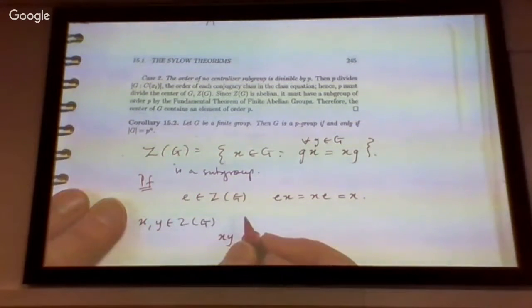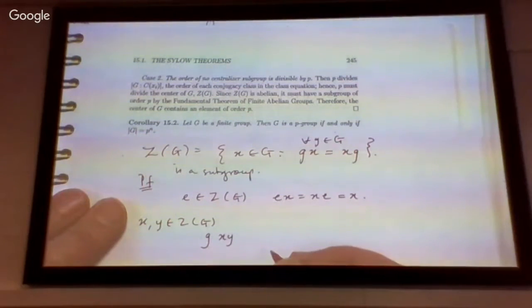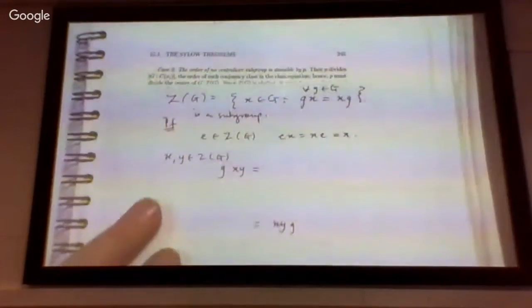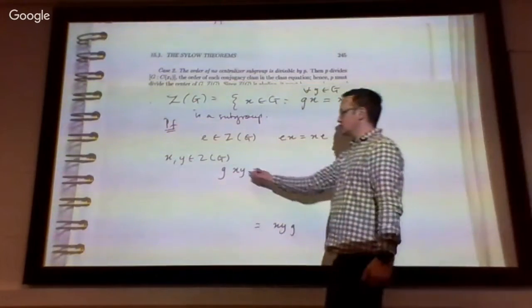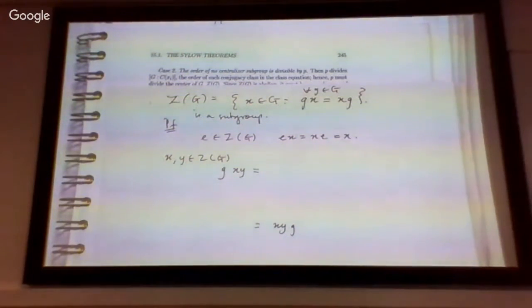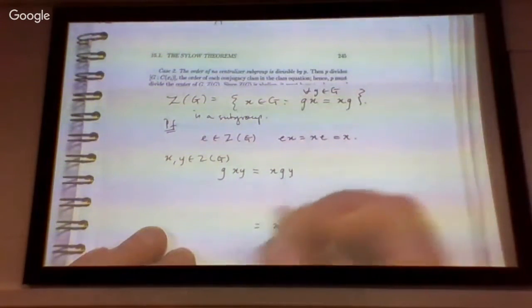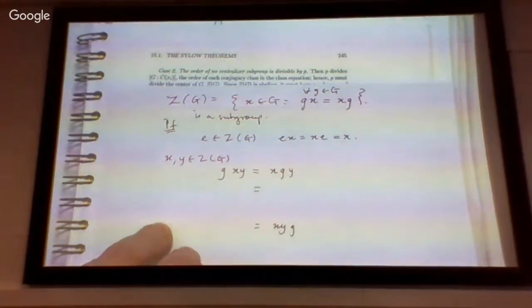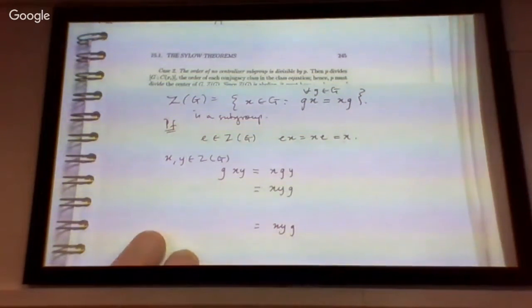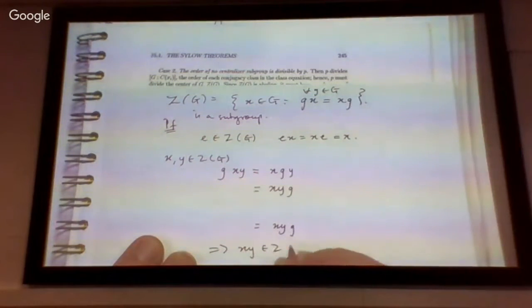Oh, sorry. So you have to think about multiplying G on the left of XY. What can you do? Ultimately, we want to show that this is equal to XYG, because that will show that the product is in the center. Everything commutes with it. GX equals XG because X is in the center, and you can say Y is also in the center. So that implies XY is in the center. So it's closed under multiplication.